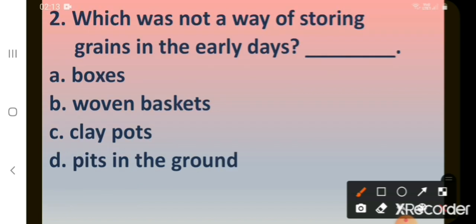Second one, which was not a way of storing grains in the early days? A. Boxes. B. Woven baskets. C. Clay pots. D. Pits in the ground. What's the correct answer? Yes. A. Boxes. Boxes was not a way of storing grains in the early days.